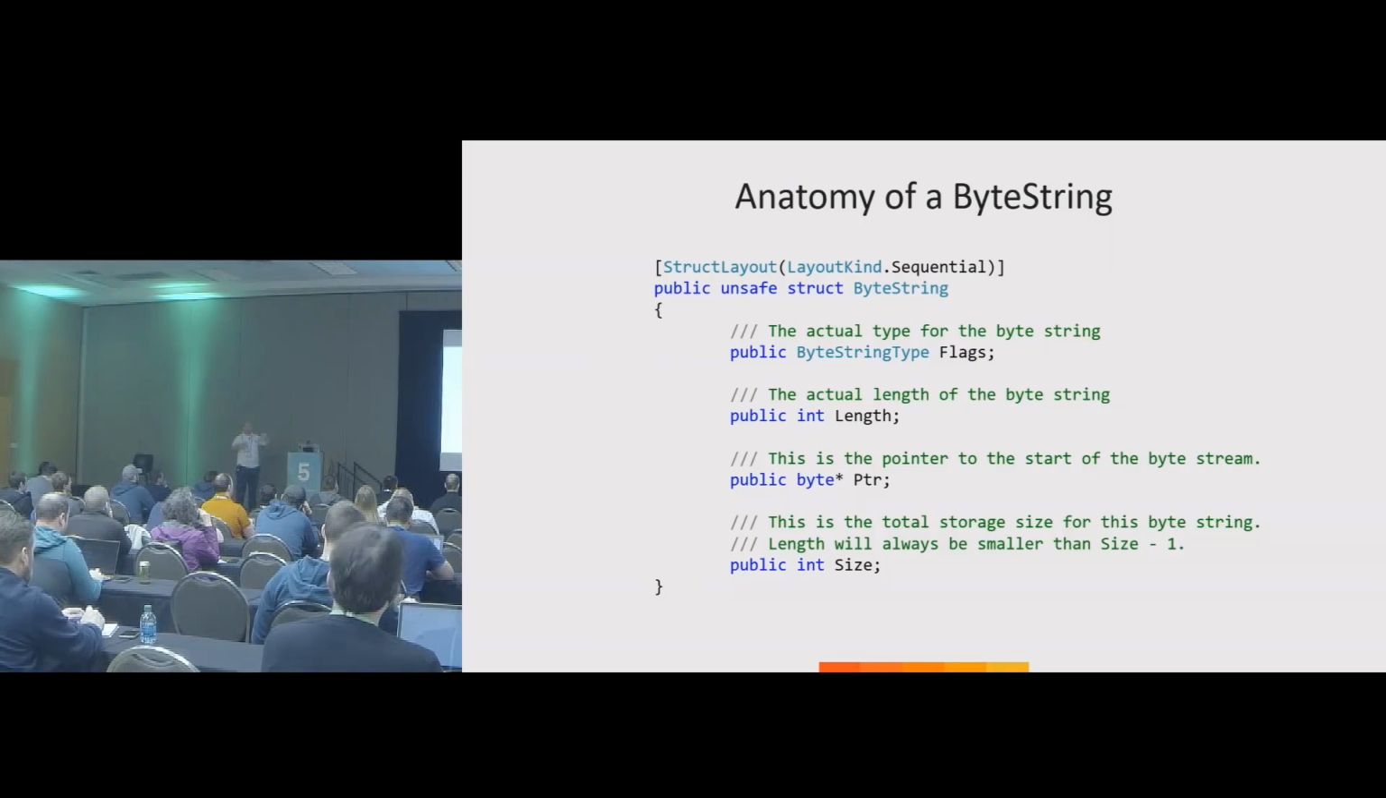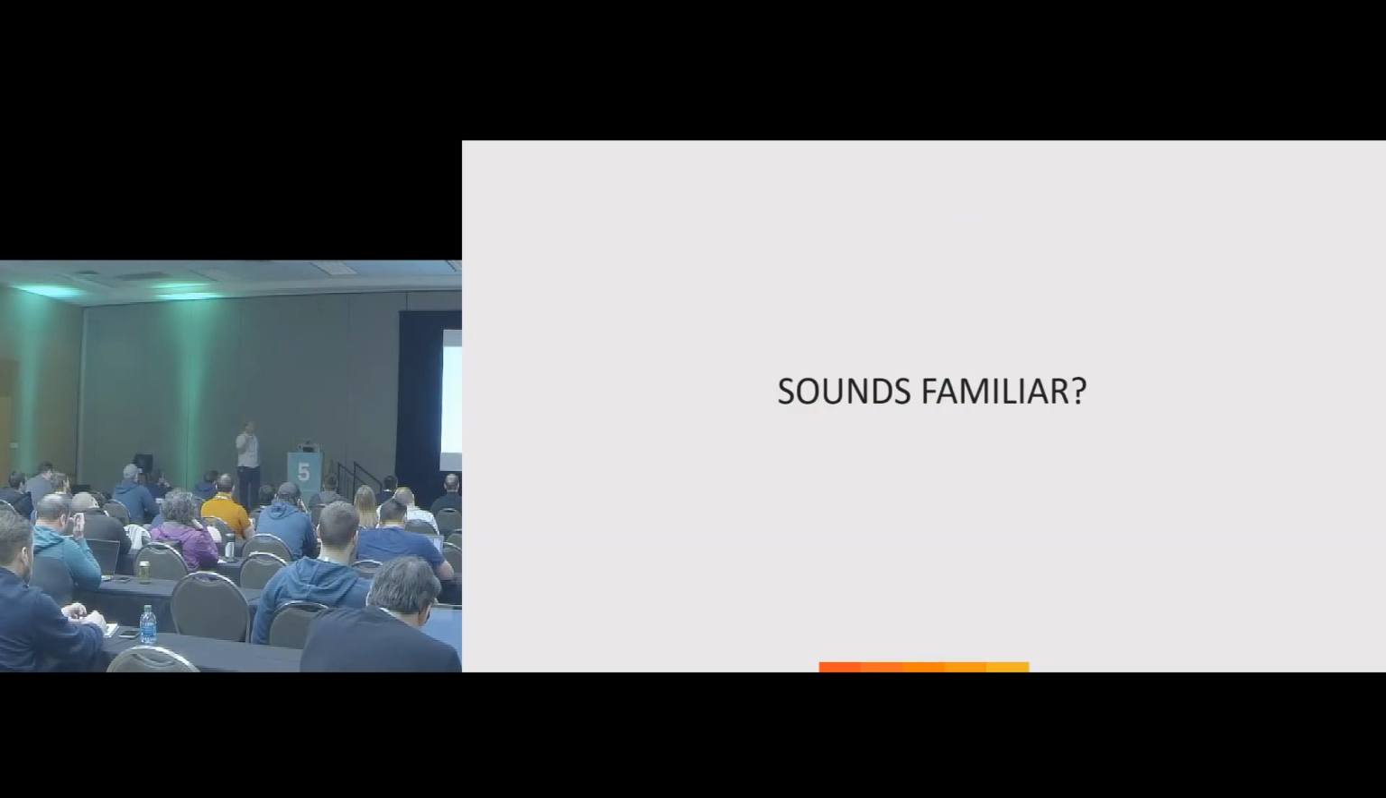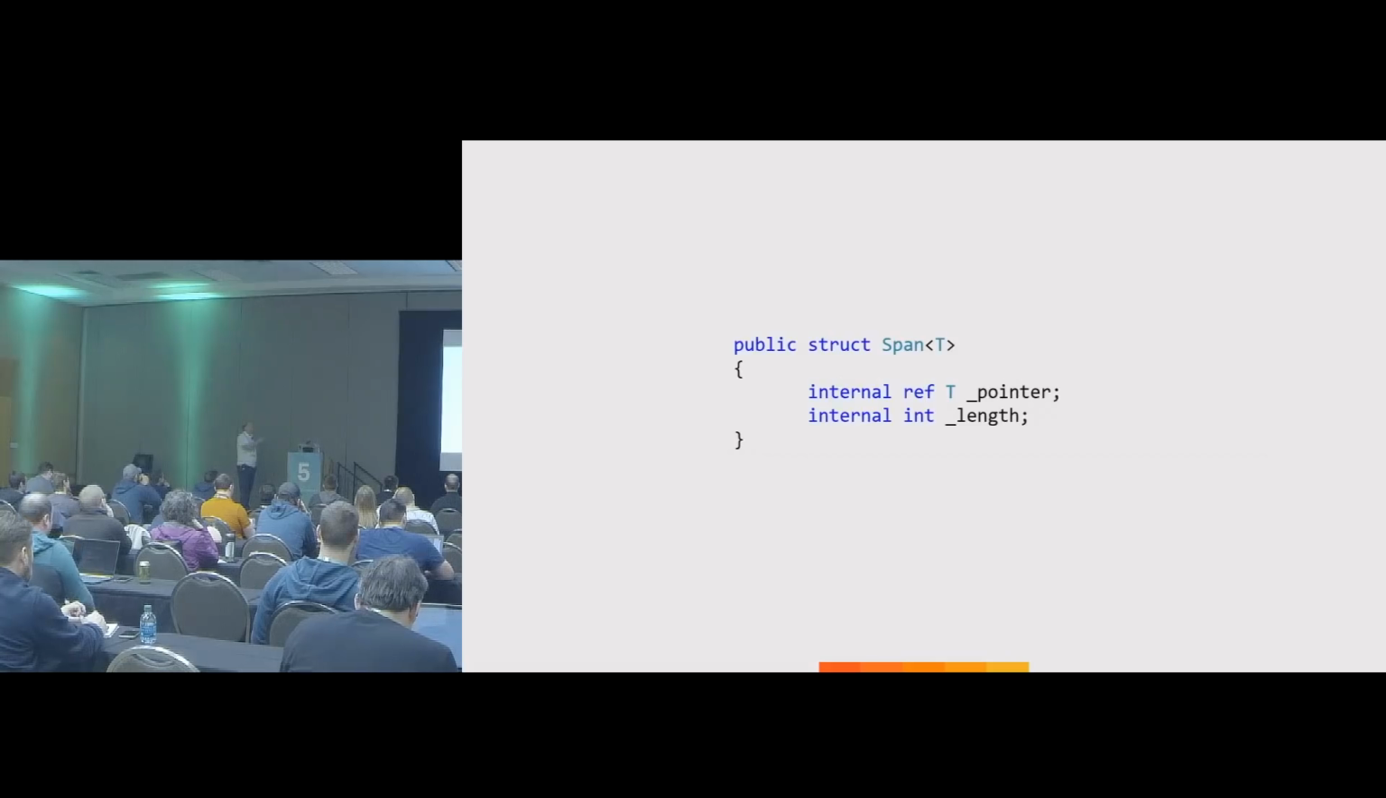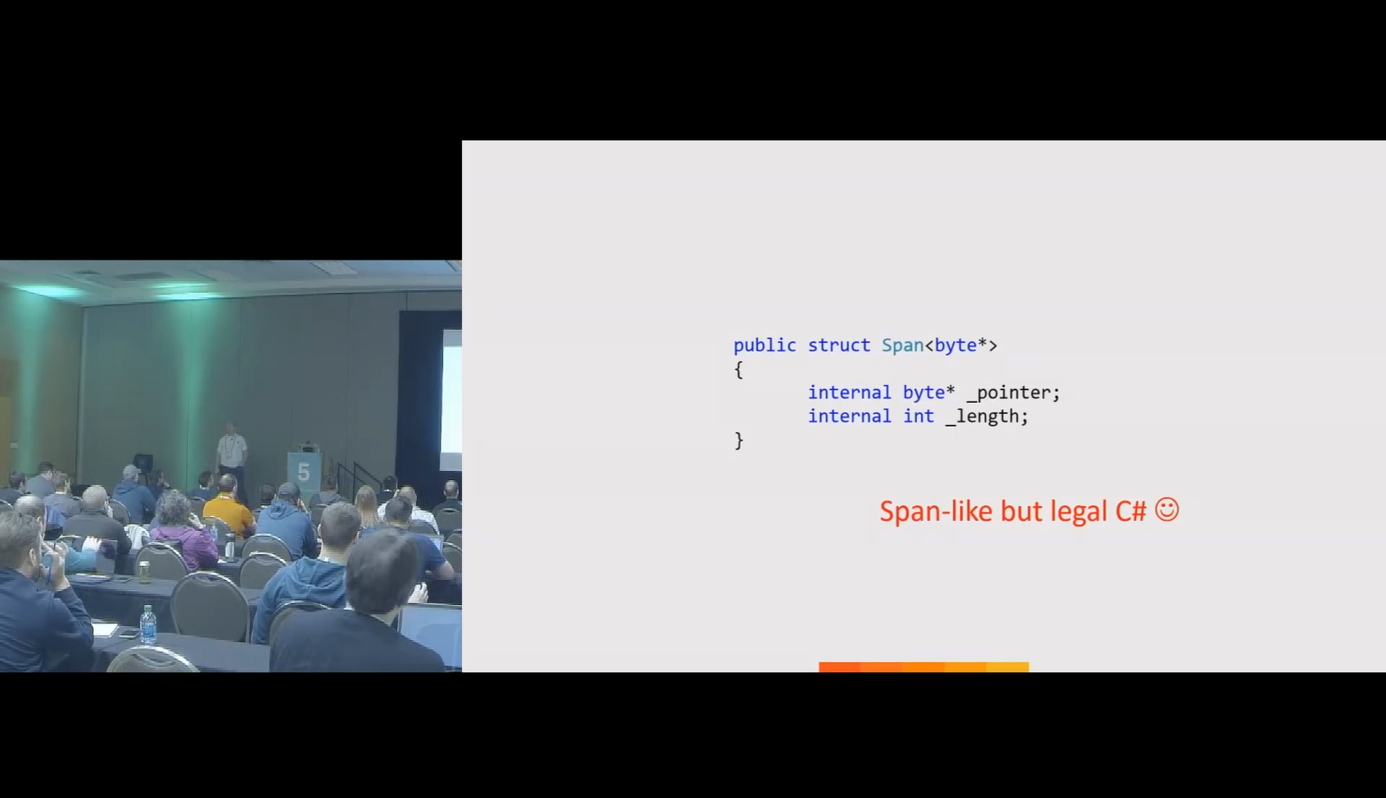This is very specific to our use case, which is we reserve an amount of memory, and if it shrinks, we don't go creating and getting new memory for it. So obviously this sounds familiar, because if you look at it, this is a span, which is essentially a pointer and its length. But the problem is that you cannot do this. At least not legally. This is not legal C#.